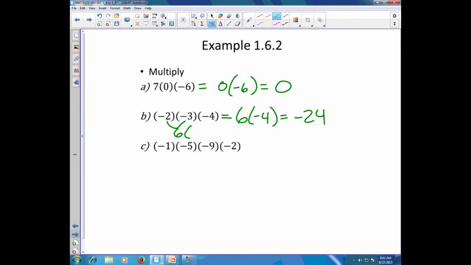So for the last example, we're just going to multiply these numbers. Negative 9 times negative 2 is positive 18. Negative 1 times negative 5 is positive 5. And 5 times 18 is 90.